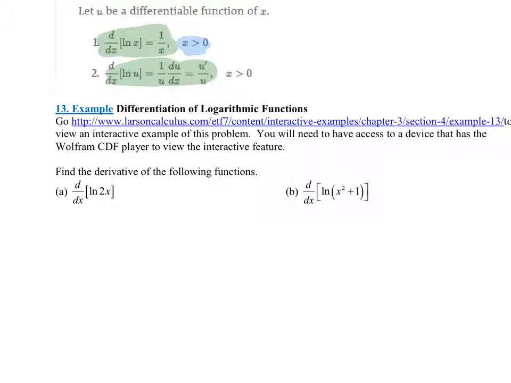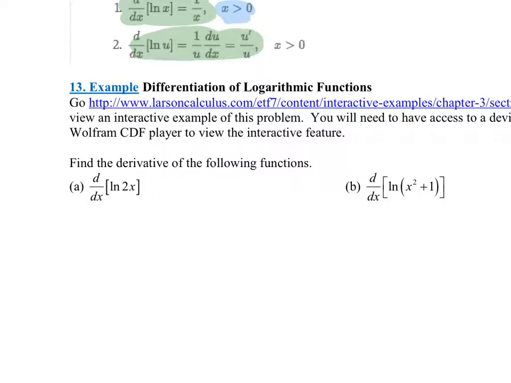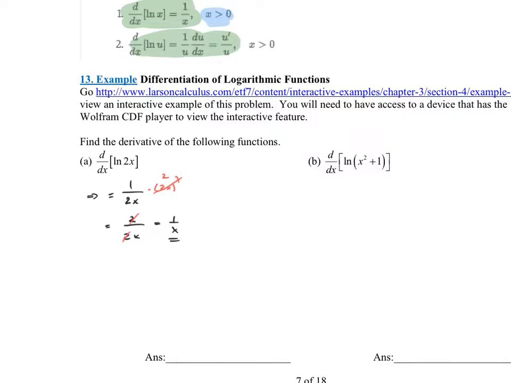Okay, so let's look at this first one. It says find the derivative with respect to x of the natural log of 2x. Well, what would you do here? Remember, the derivative of the natural log of u is 1 over u times u prime. So the derivative would equal 1 over what you see on the inside, which is 2x, times the derivative of the inside. So that's 2x prime. And the derivative of 2x is simply 2. So putting that together, I'd have what? 2 over 2x, which simplifies to 1 over x. So there's my answer for that problem, 1 over x.